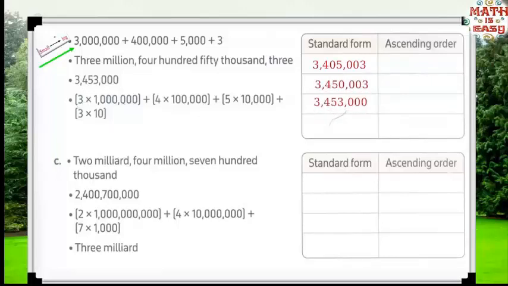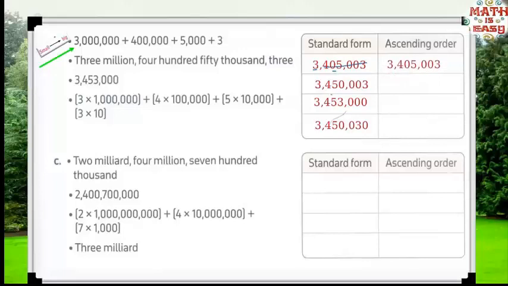After that we have 3,450,030. Make a comparison between all the numbers. 3 is in the millions place in all numbers, and 4 is in the hundred thousands place in all numbers too. Here we have 0, 5, 5, 5. Which one is the least or smallest? This number is the first number.